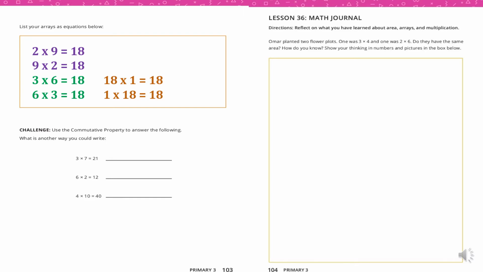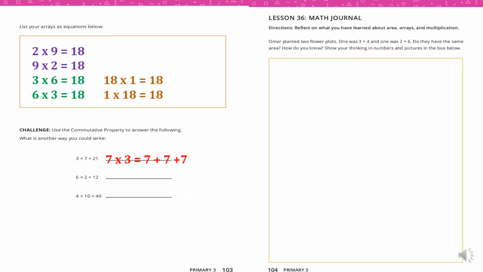Now, let's use the commutative property to answer the following. What is another way you could write to find the same products here? 3 times 7 equals 21. The commutative property for it is 7 times 3 equals 21. How can we get 21 with these two numbers or two factors by a different way? We said the commutative property is 7 times 3, and we can find it by repeated addition, which equals 7 plus 7 plus 7.